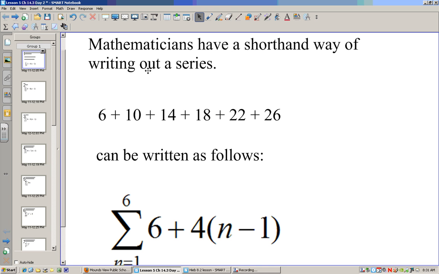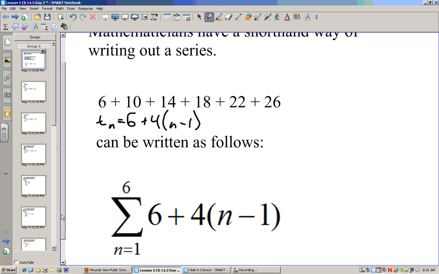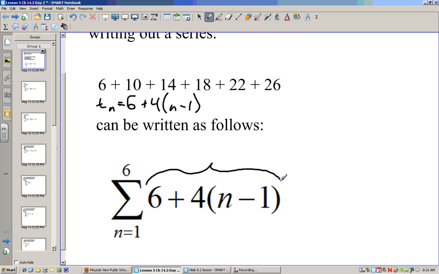Mathematicians have a shorthand way of writing out this series, 6, 10, 14, all the way up to 26. What they do is they find this equation, which is 6 plus 4 times (n minus 1). That'll give us our t sub n. And they put it on the right-hand side after this sigma. This is a Greek letter, sigma. And they say we go from n equals 1, which is the first term, to n equals 6, which is the last term, because there's 1, 2, 3, 4, 5, 6.